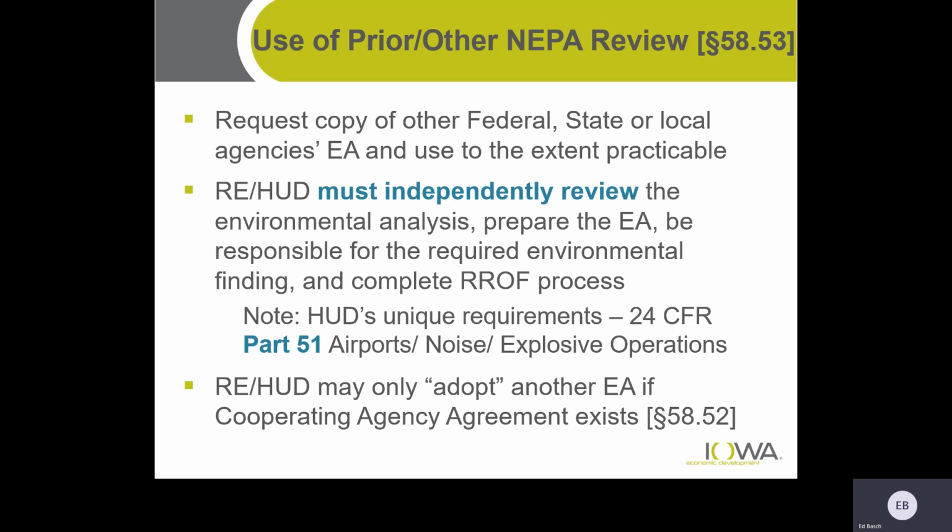Okay, then HUD has some of their own special requirements about airports and runways, clear zones, noise, and explosive operations that you will address. And the REU and HUD, being us in this case, may only adopt another environmental assessment if a cooperating agency agreement exists. And you can see what that means at 58.52. It's rare that you would adopt or use some other environmental assessment, but it is possible.